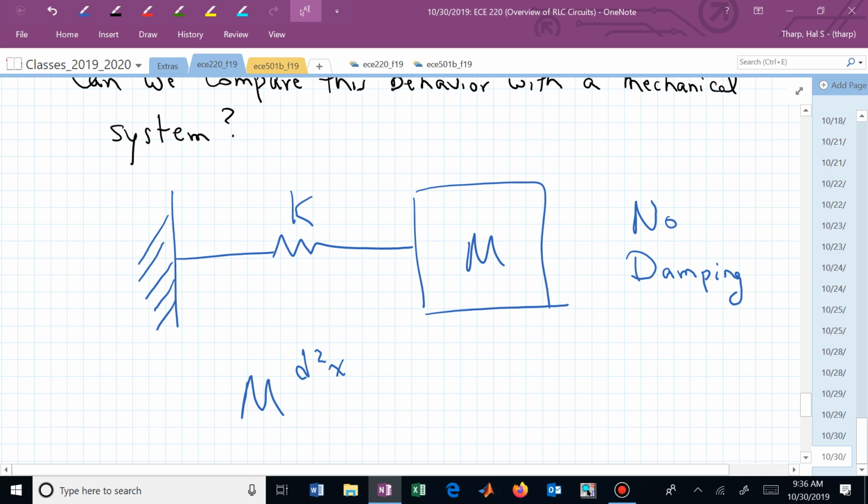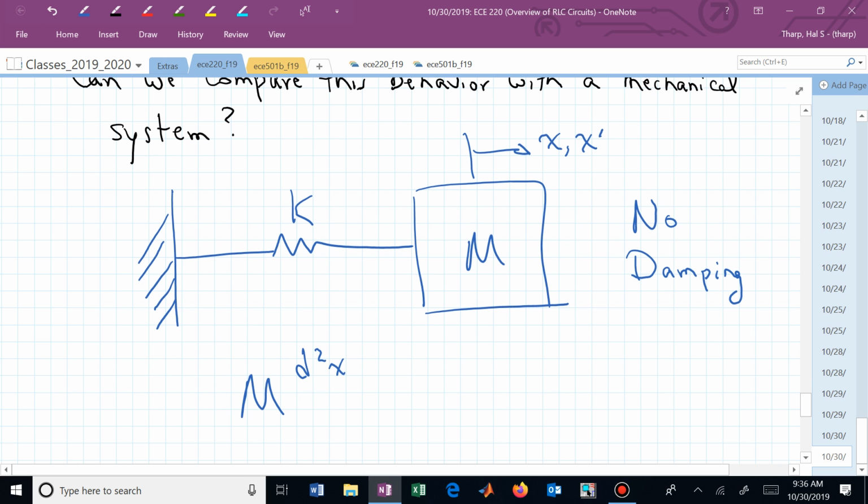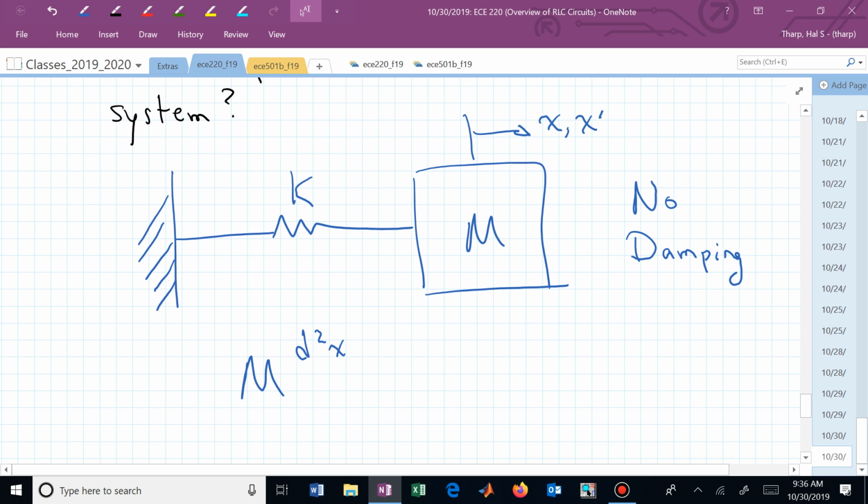Oh, let me tell you what my variable of interest is: the position and velocity of that mass. That's the x and the x prime. So I now know the acceleration of that mass times mass plus the energy in the spring is equal to 0.